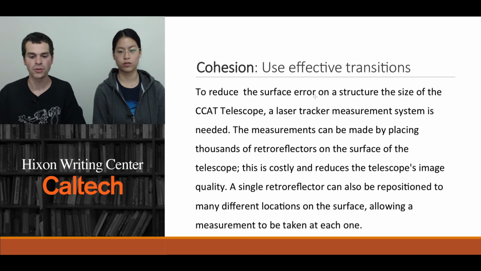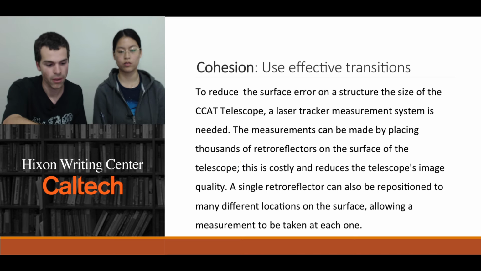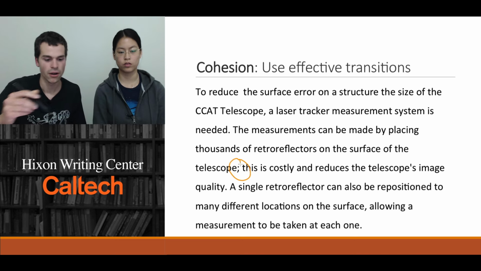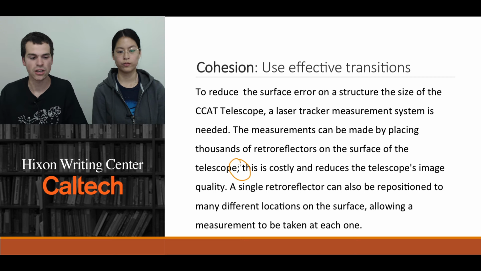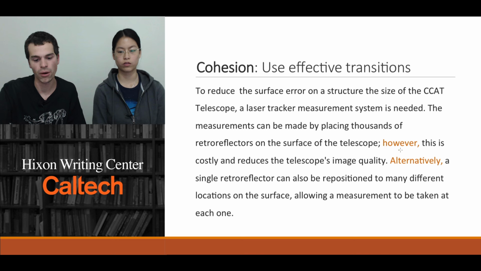Finally, we're going to talk about using effective transitions. We see that the 2 clauses appearing on either side of the semicolon here are introducing different ideas. The idea that the system is costly and reduces the telescope's image quality is a contrast to the proposition that was introduced in the first clause. We see that by including the word however, it makes that point a lot clearer.